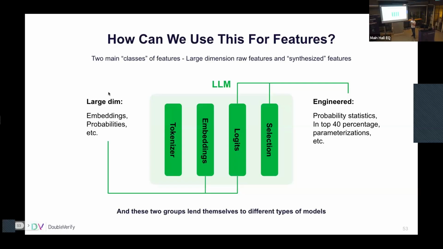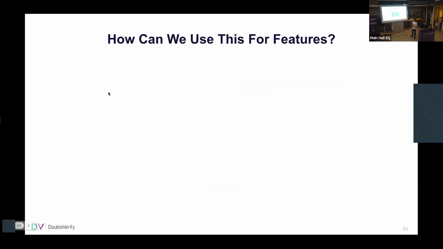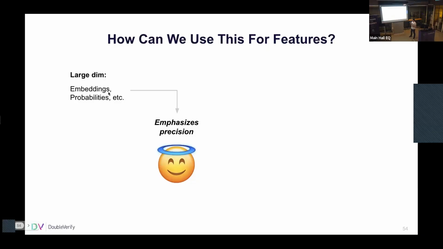Now, how this model behaves, like how good can it be, right? That depends on what features you use, because as I mentioned, you have large dimensional features and you have the smaller, more quality features. And almost intuitively, you could say that the large dimensional features you'll want to handle with something, say a DNN, and this will emphasize precision. In our testing, we saw that this had a very low false positive rate. The engineered features, on the other hand, as I mentioned, are far more quality features. So these you want to give to a different model.